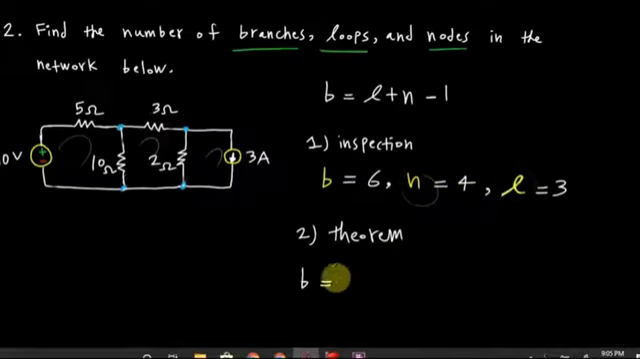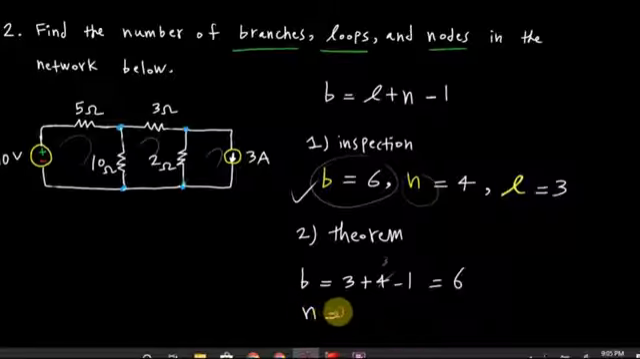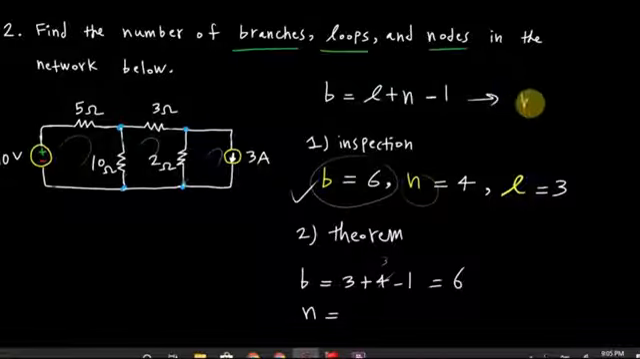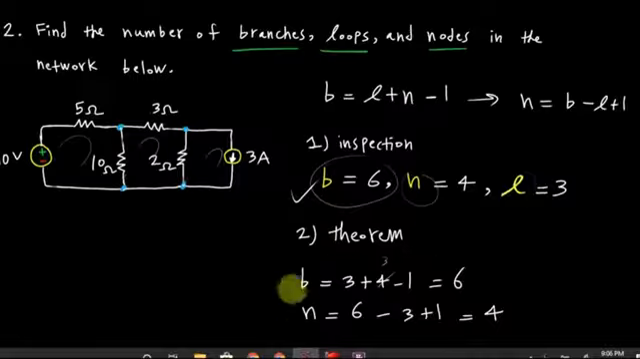We would have 2 variables that are known, so we would say 3 plus 4, so loops plus nodes minus 1, which is equal to 6. And we can check that that is indeed the number of branches. We could also check for the number of nodes, given that we know the branches and loops. So we rearrange the equation for n, and we see that n is equal to b minus l plus 1. Plugging the numbers in, we have 6 minus 3 plus 1, and that gives us 4, which is the correct answer.